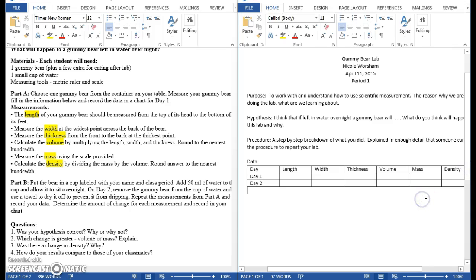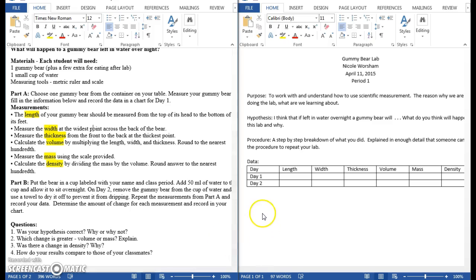So really that is actually it for the data table. And then there's a few things down here. You'll notice on the left hand side here that there's questions, and there's going to be questions with pretty much every lab that we do. And these questions can help guide you in the last parts of your lab report.